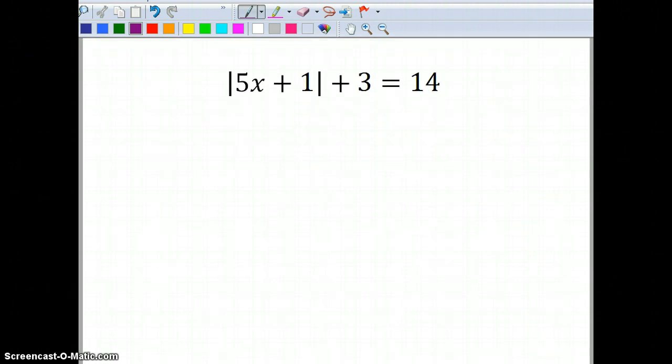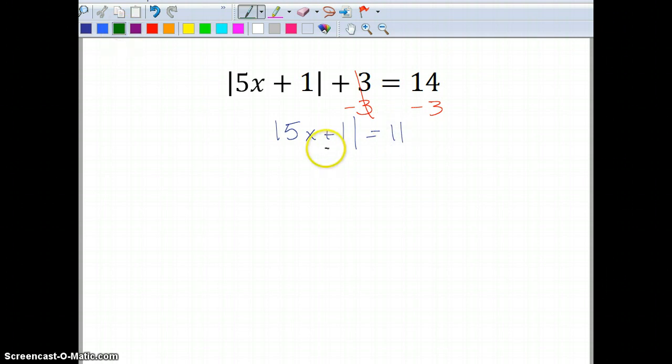Okay, let's do one more. Once again, I want to isolate my absolute value bars. I want to just have it all over there all by itself. So I'm going to subtract 3 from both sides. So now I have the absolute value of 5x plus 1 is equal to 14 minus 3 gives me 11.